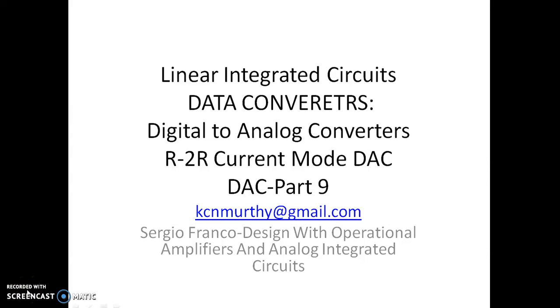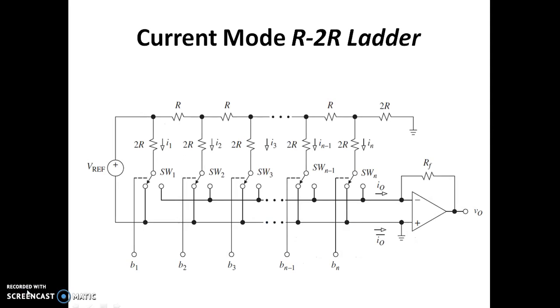So in this ninth part of that, we shall see the R2R current mode digital to analog converter. This is the circuit diagram for the current mode R2R ladder network. As you can see here, the main difference is that the current is passed through this inverting amplifier. So the output voltage is given by minus I0 into RF.